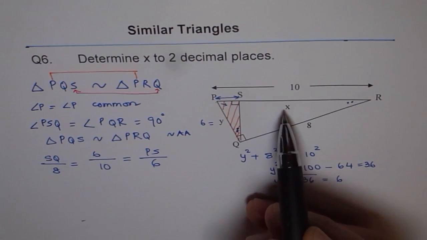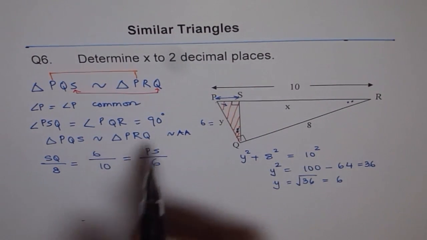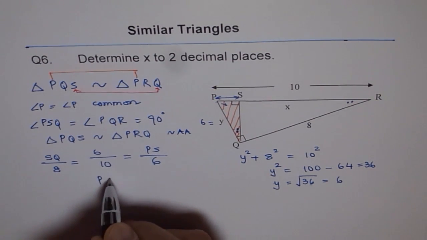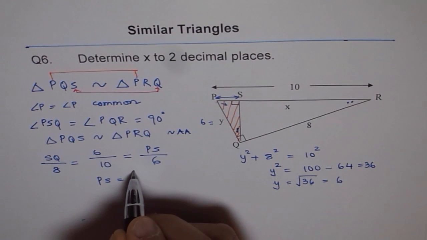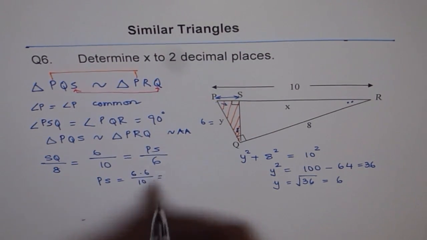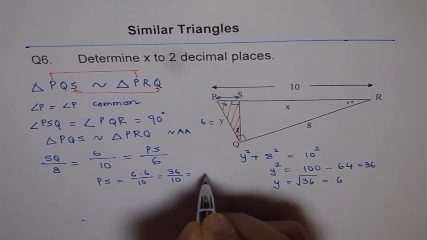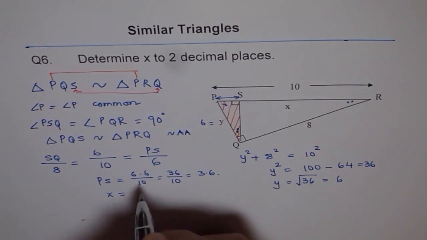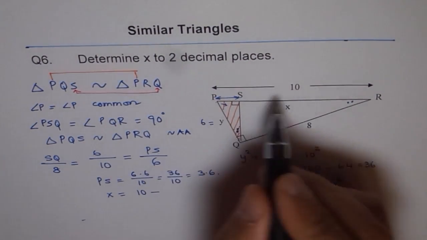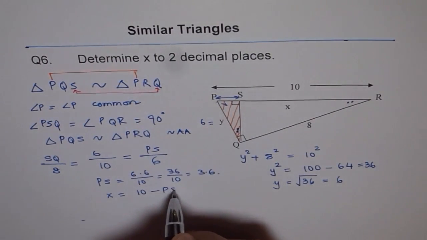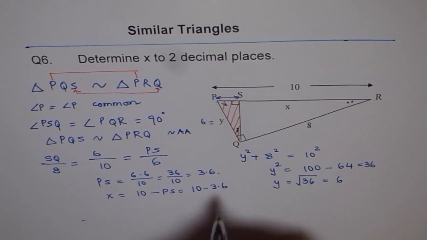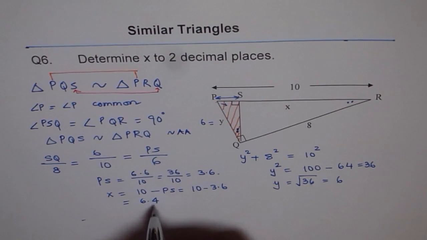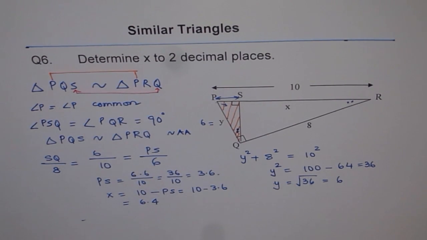Now we can use these relations to find our sides. We only want to find x, so we'll find what PS is. From here, we can cross multiply. So PS is equal to 6 times 6 over 10, which is 36 over 10, which is 3.6, right? We need to find the value of x. X is equal to 10, the total side, minus PS, which is 10 minus 3.6, and that is 6.4 units. So that is how we get the value of x.